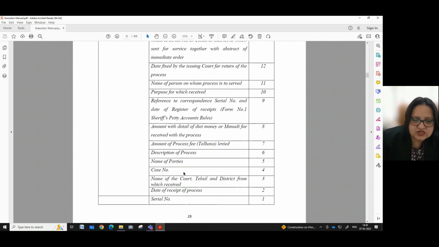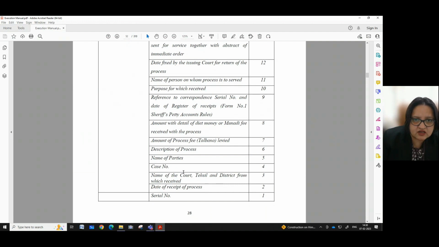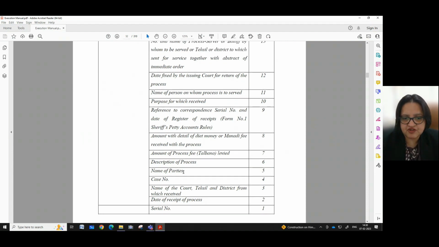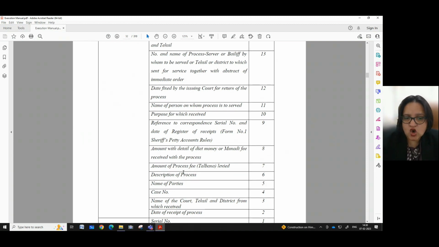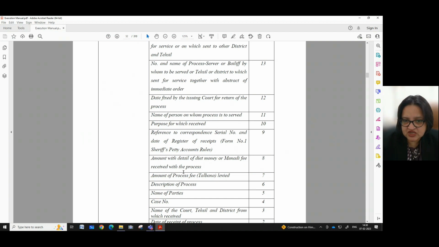Now carefully, if we see the columns given in this format, serial number 1 is the first column. Column number 2 is the date of receipt of process. Column number 3 is the name of the court, tehsil and district from which it was received. Column number 4 is the case number. Column number 5 is the name of parties. Column number 6 is the description of process. Column number 7 is the amount of process fee, talbana levy. Column number 8 is the amount with detail of diet money or munadi fee received with the process.